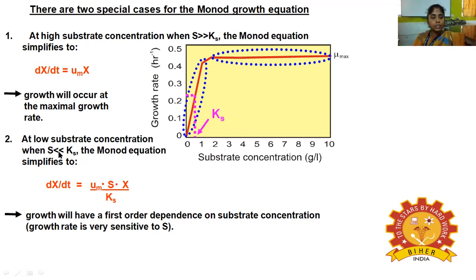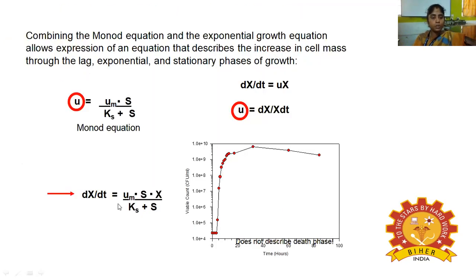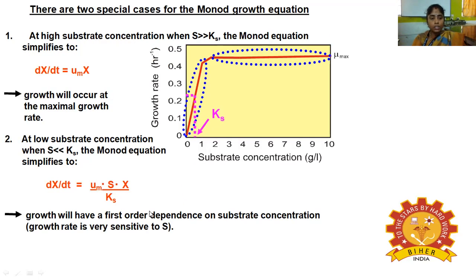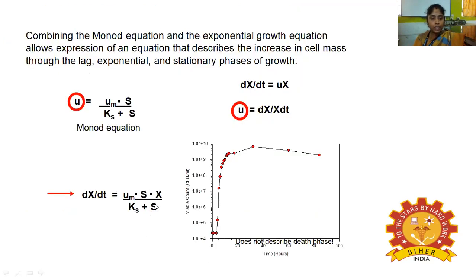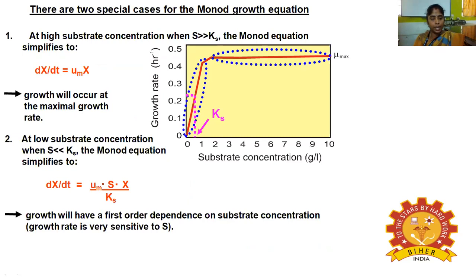And the second case is when the substrate concentration is very low compared to the Ks. So here, how will the Monod equation become? In this equation, you substitute dx by dt is equal to mu max s into x divided by Ks plus s. Here in this case, your substrate is less compared to the Ks, so the s term in the denominator becomes 0. So finally, in the case of low substrate concentration, dx by dt is equal to mu max s into x divided by Ks.